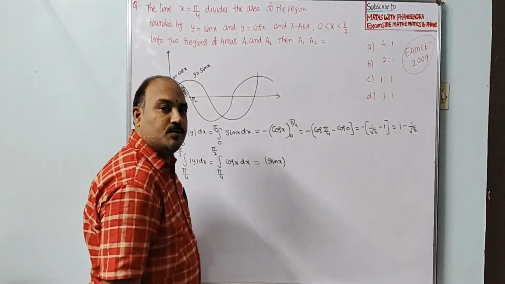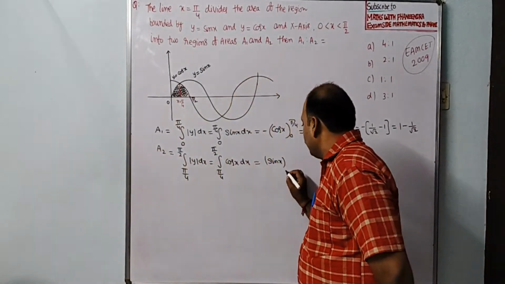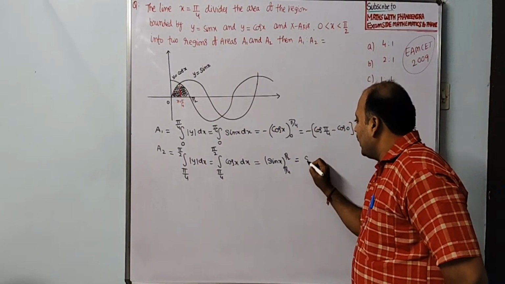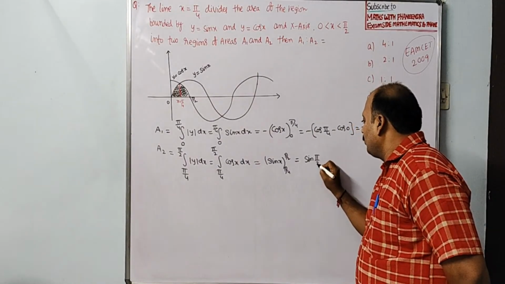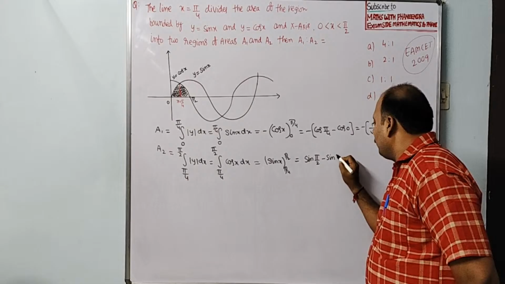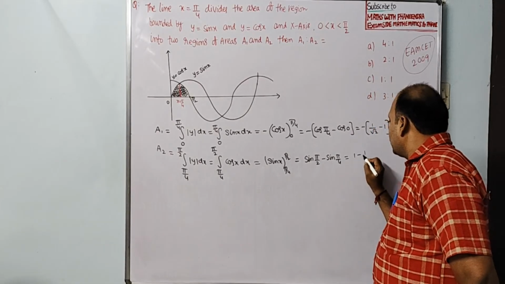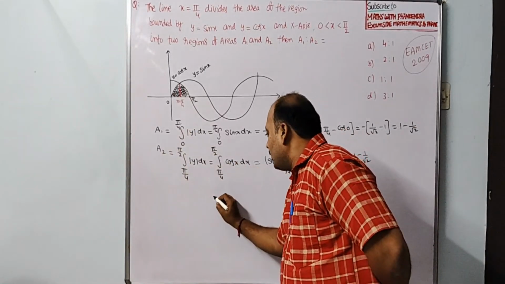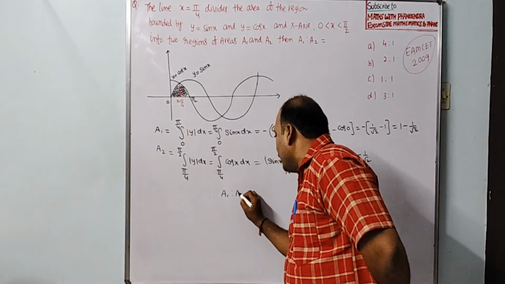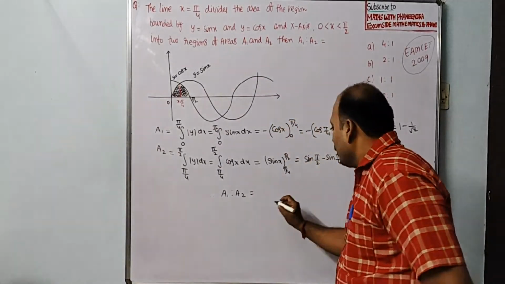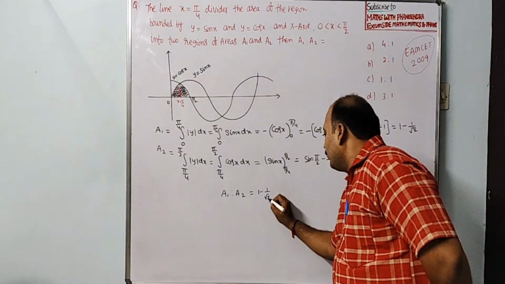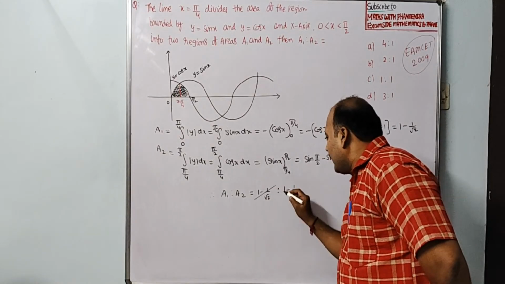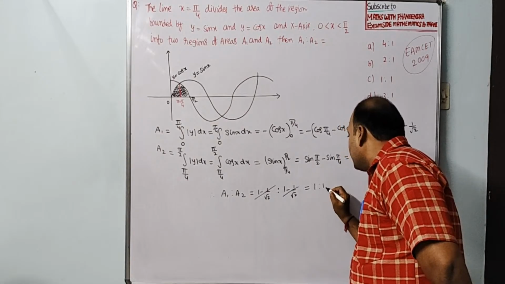Integral cos x is sin x. Applying the limit pi by 4 to pi by 2, so sin pi by 2 minus sin pi by 4, which is 1 minus 1 by root 2. So this is about A1, this is about A2. Therefore, the required area A1 is to A2 equal to 1 minus 1 by root 2 is to 1 minus 1 by root 2. So same area, now we can cancel it, which is equal to 1 is to 1.